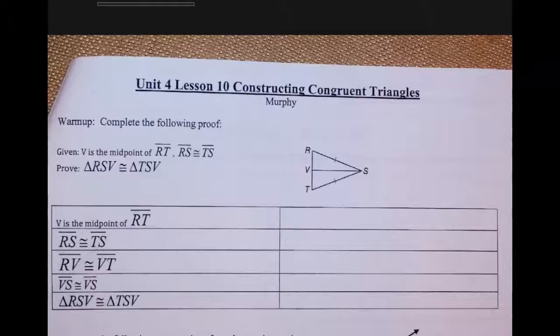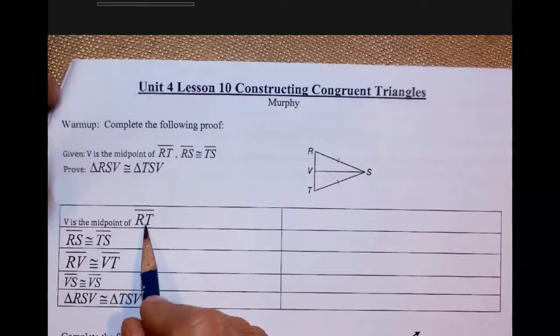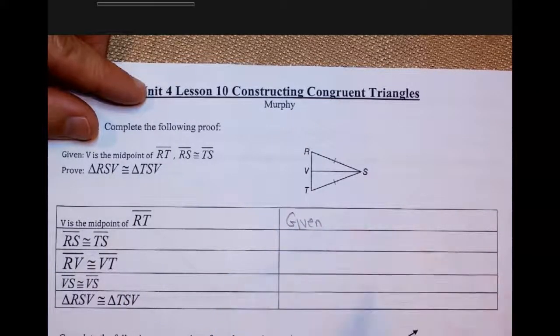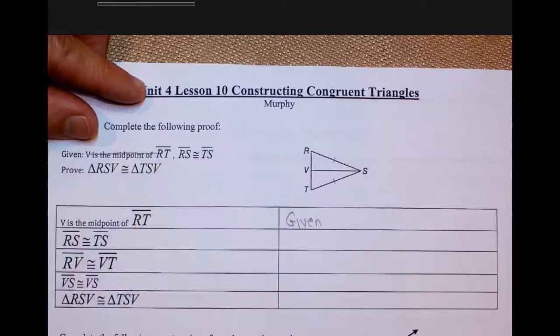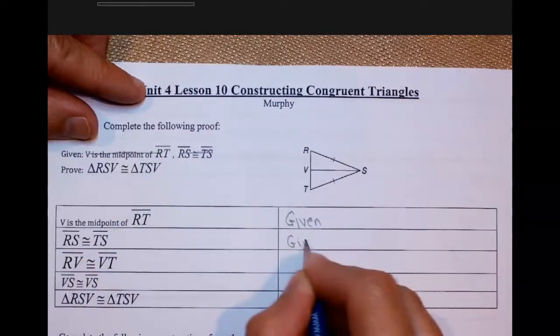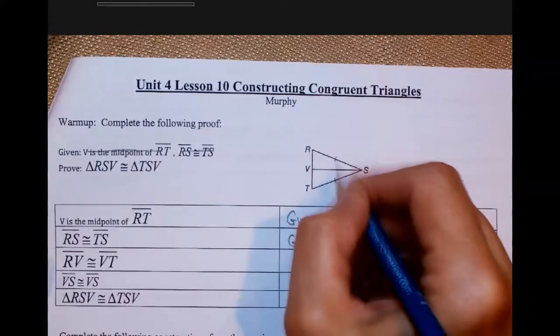Okay, to start we're going to take a look at a proof, and in this case all we really have to do is fill in the reason. So it wants to know why V is the midpoint of RT. We know that is given, and I'm just going to cross that off so I remember. RS is congruent to TS. That is given, and let's go ahead and mark that there.